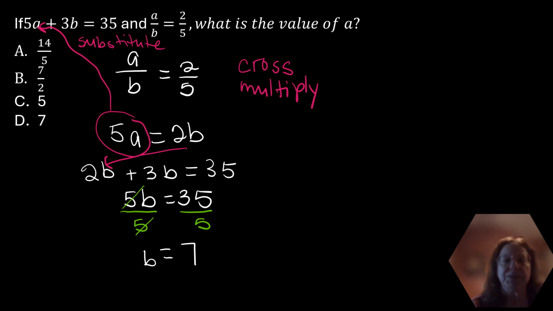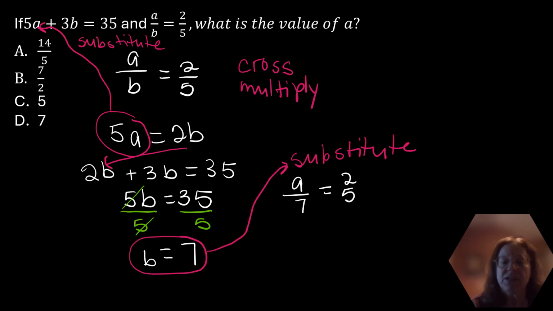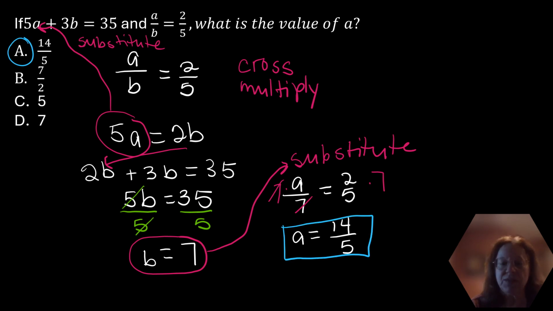We're not looking for b, we're looking for a, so we can put that b into either equation and solve for a. So let's substitute into the second equation, a over 7 equals 2 over 5. Everywhere you see a b, you're going to put 7 and solve for a. Multiply both sides by 7. The 7's cancel, and you get a equals 14/5. And a is the answer.